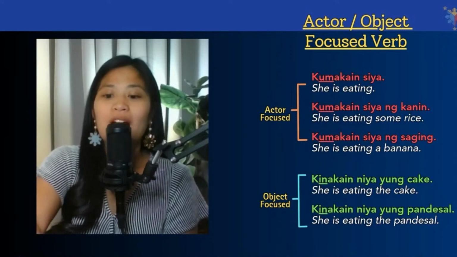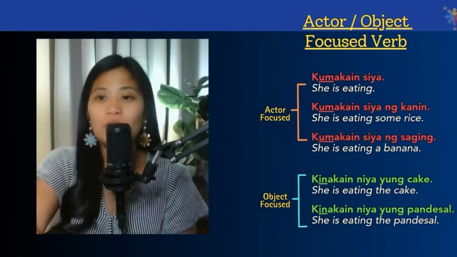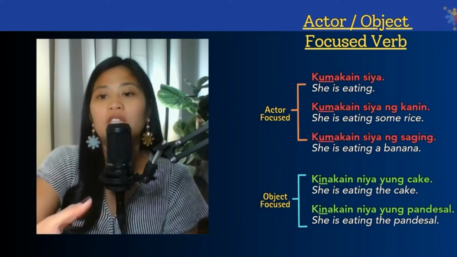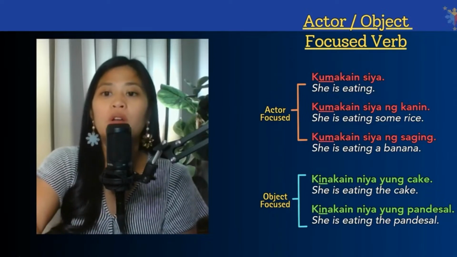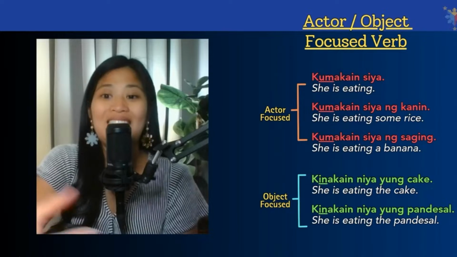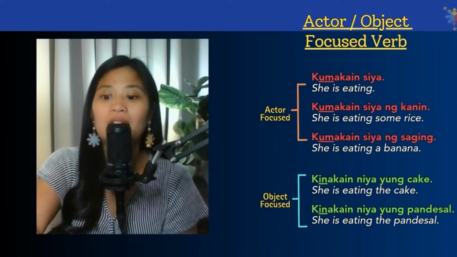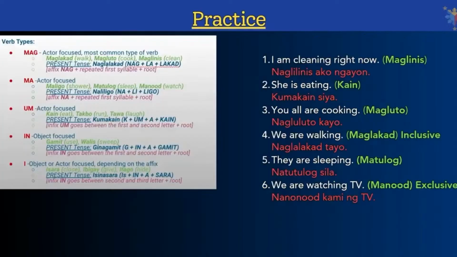So there you can kind of see the shift in the focus of the sentence. Is it more focused on what the subject is doing or focused on what the subject is eating? So I think that's very interesting how the verbs can take on a different kind of focus depending on the context of your sentence. All right, so let's go back to the examples we just did.